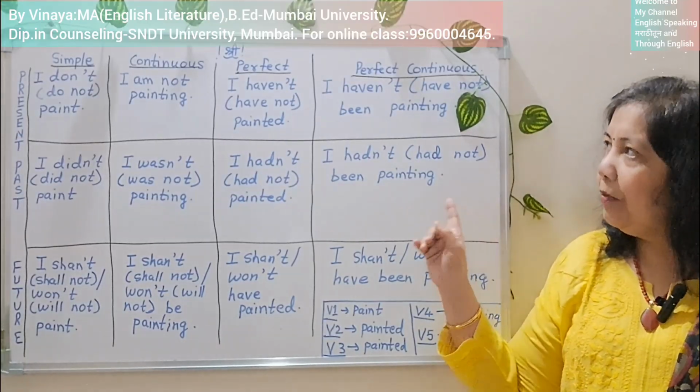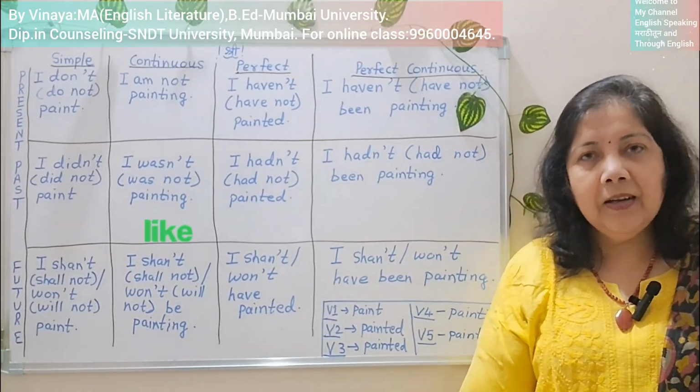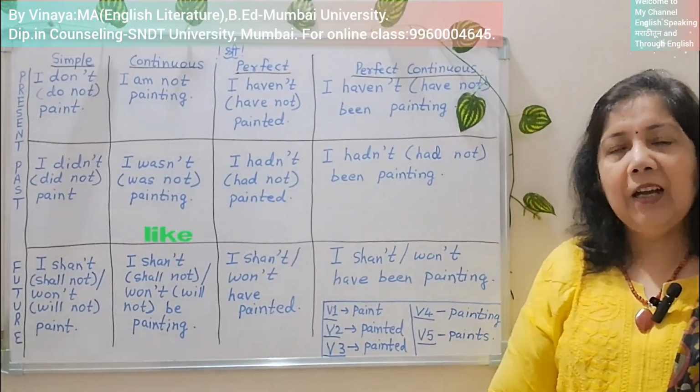I think everything about these tenses in negative is clear. V1 to V5 is also clear, I hope.